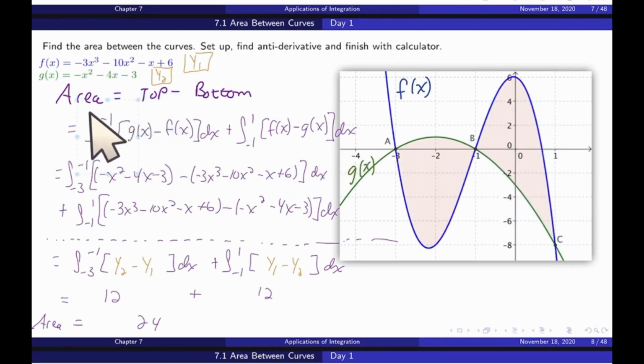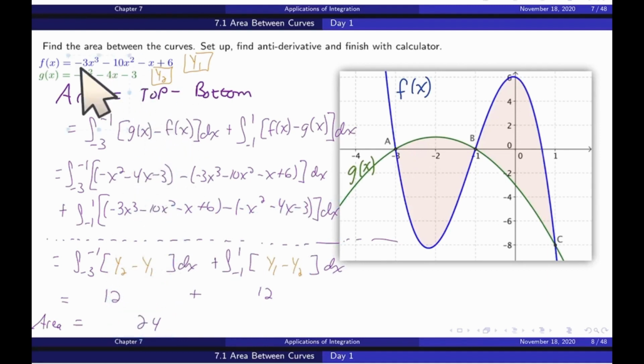So the setup is always top minus bottom, regardless of where the curves are. The first section, when x is -3 to -1, g of x minus f of x, because g of x is on top. Second section, when x is -1 to +1, f of x minus g of x, because the blue f of x curve is on top. Replacing the function titles with their actual functions produces this, but doing all that by hand is quite time consuming, so we're going to use our calculator.